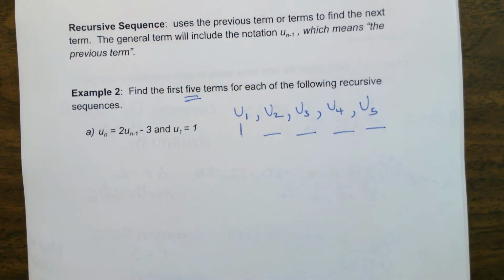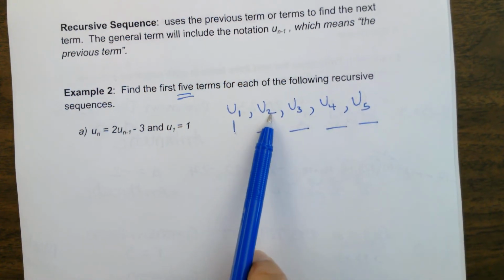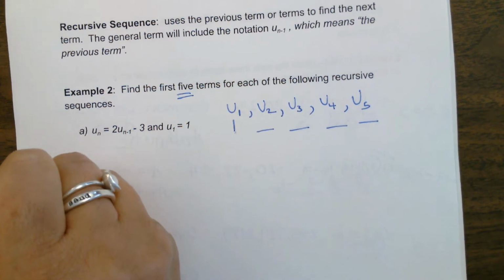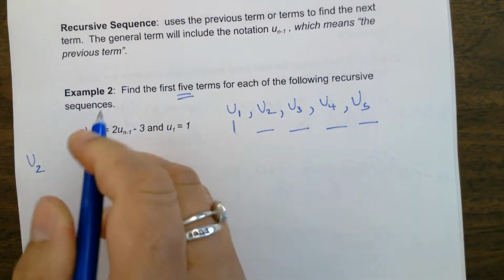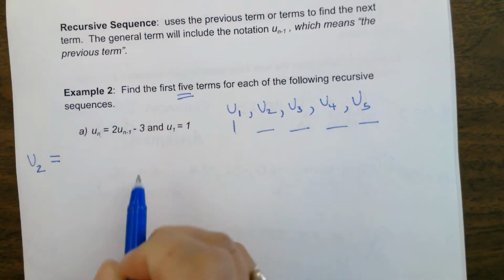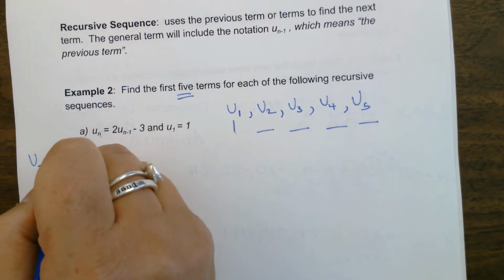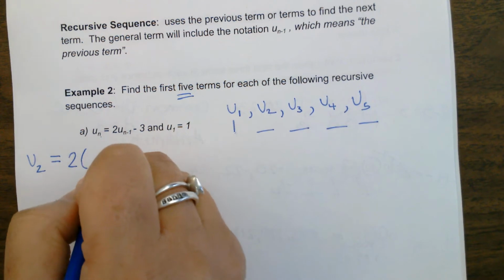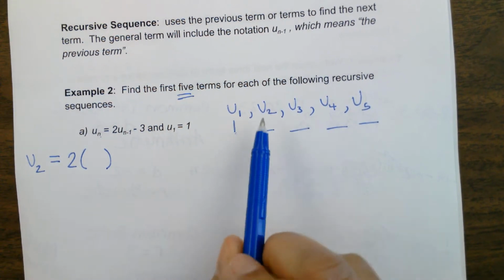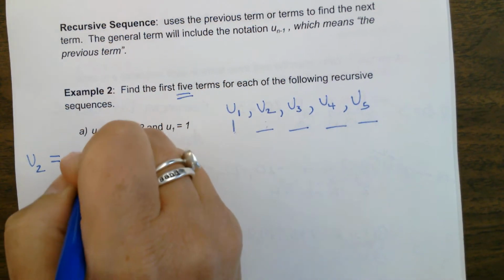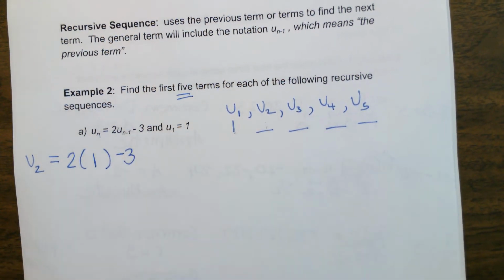So let's do this. What we want to find is the second term, so we're going to put a number 2 in where this n is. This is 2 times the previous term. Well, we're looking for this one, so what one is the previous? It's this one. And then minus 3.